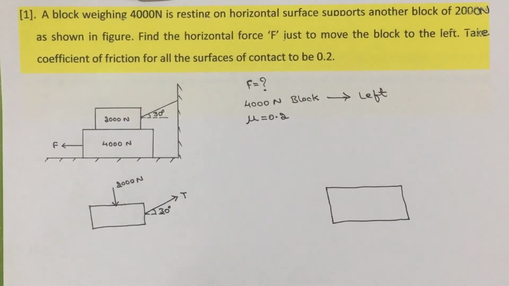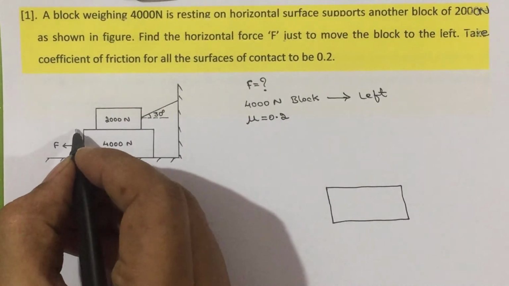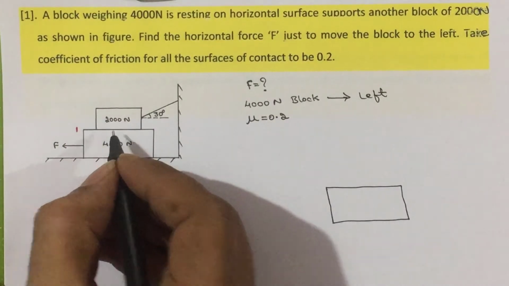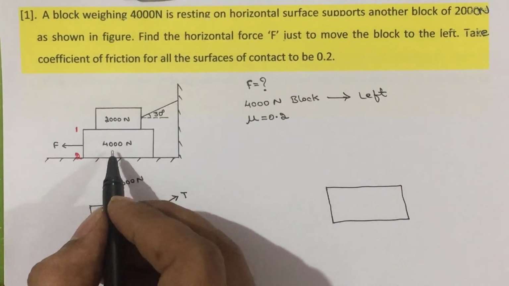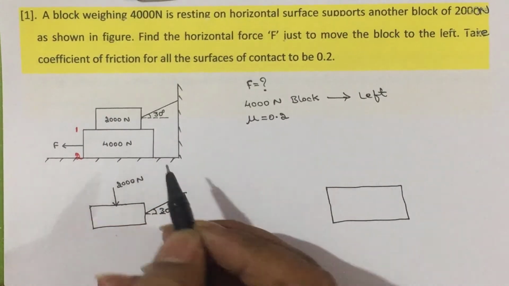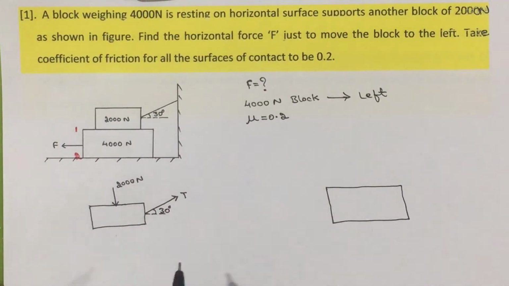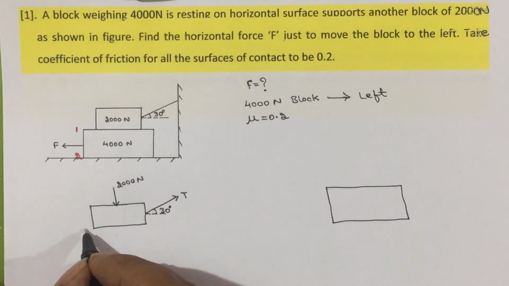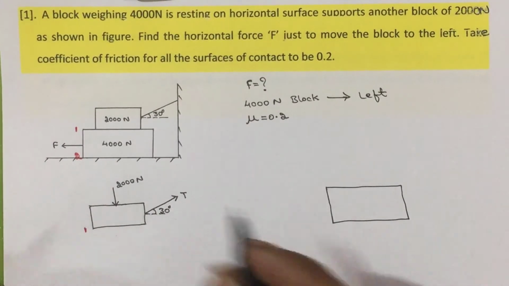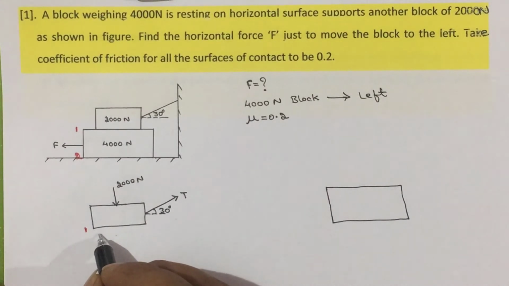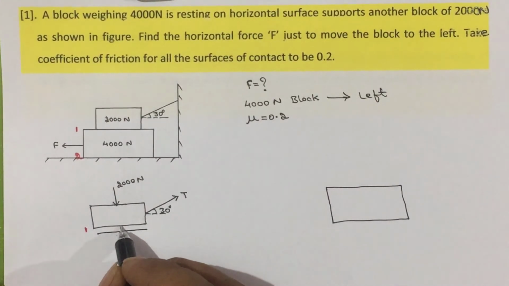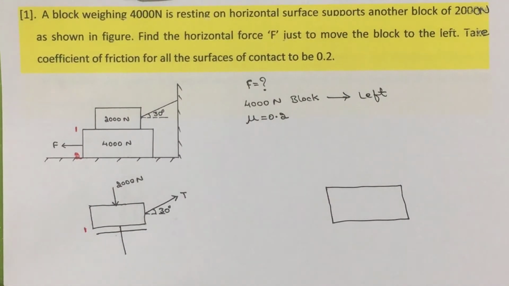First identify the contact surfaces. This is the first contact surface between the two blocks, and this is the second contact surface between the 4000 Newton block and the surface. So, there are two contact points. Now, this is the first contact point. At the contact surface, draw one parallel line and one perpendicular line.